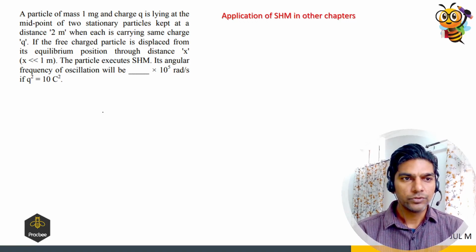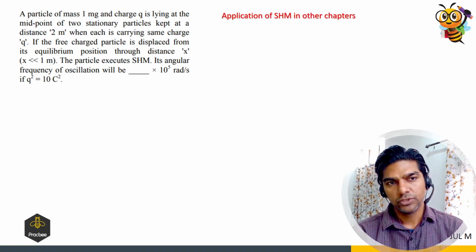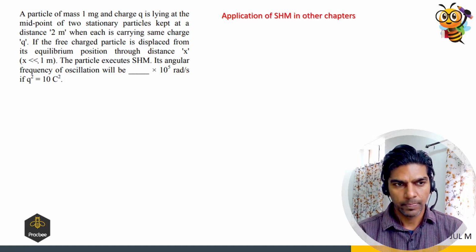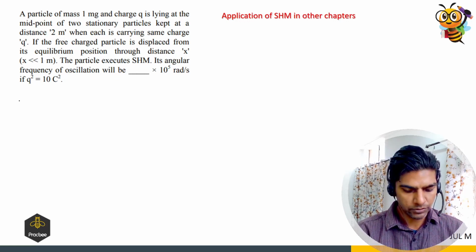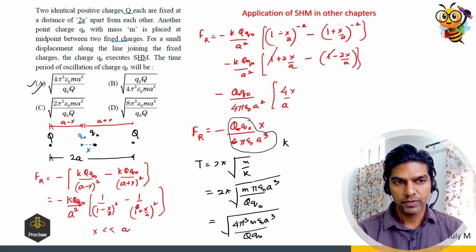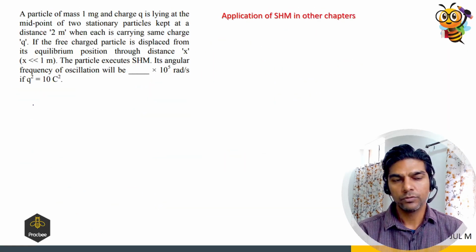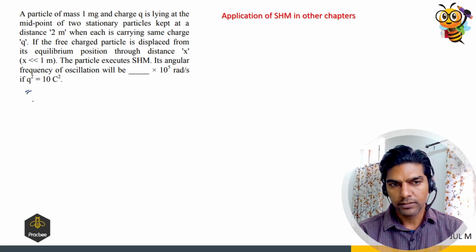Right, so let us see this question: a particle of mass 1 milligram and charge q is lying at the midpoint of two stationary particles kept at a distance of 2 meters, each carrying the same charge q. If the free charge is displaced from its equilibrium position through a distance x, the particle executes simple harmonic motion. Find its angular frequency of oscillation. Let me just show you that question. So we have done this question. This particular question is based on the same concept. You can try this question, and the answer is given as 6, right?